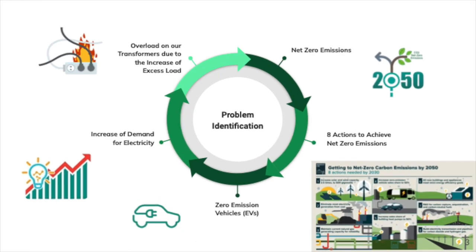The problem identification for this project is the net zero emissions goal by 2050. 8 actions are set to achieve this goal, one of them being zero emission vehicles. This will cause an increase in demand for electricity, which will inherently cause an overload of transformers due to the increased excess of load.